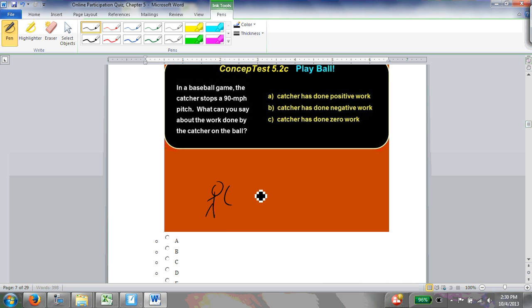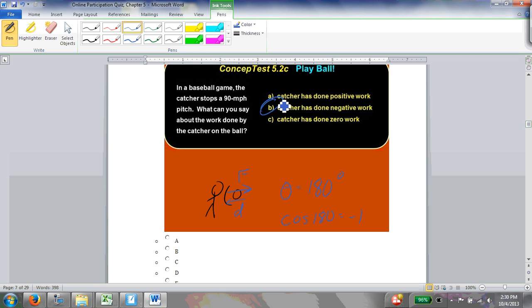Here's the catcher. He catches a ball, and in the course of catching that ball, he imparts a force in this direction. However, the displacement of the ball is in that direction. Since the force and displacement are in opposite directions, that theta equals 180 degrees, and cosine of 180 equals -1. So the catcher has done negative work.